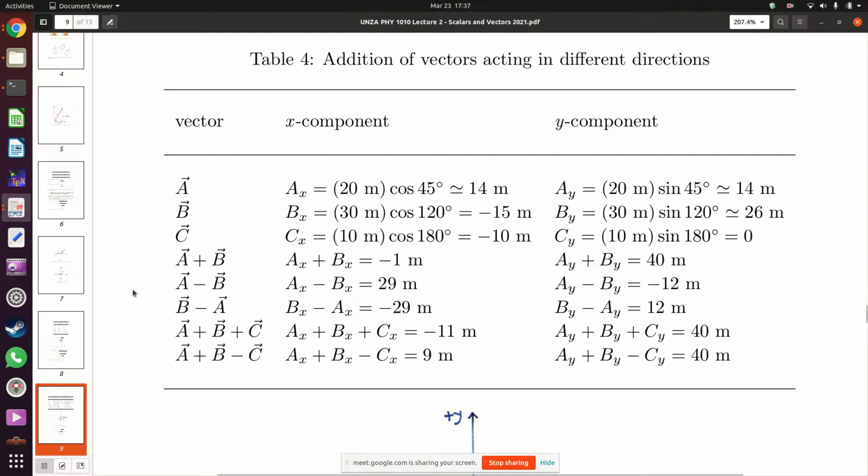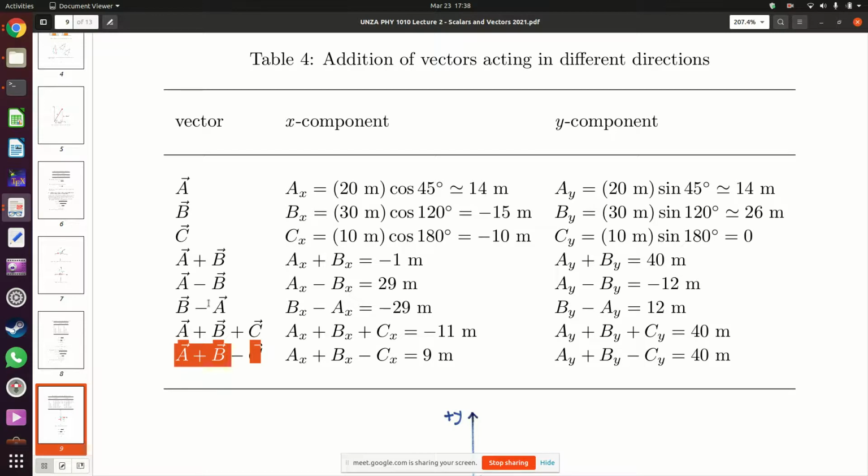So these, a plus b, a minus b, b minus a, plus b plus c, a plus b minus c, are what we call the resultant. For each of these vectors, using this table, we know how much each resultant is along the x-axis. We know how much it is along the y-axis. We also know the directions in which these vectors are pointing.